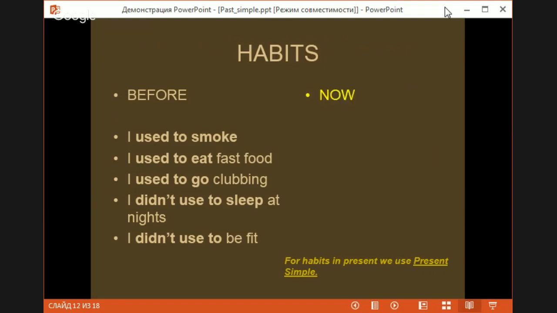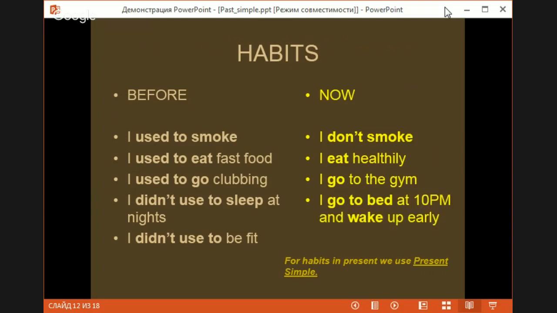It is also possible. And if you want to talk about now, of course, for habits at present, you use present simple. You can say, now I don't smoke. Now I eat healthily. Now I go to the gym. Now I go to bed at 10 p.m. and wake up early.